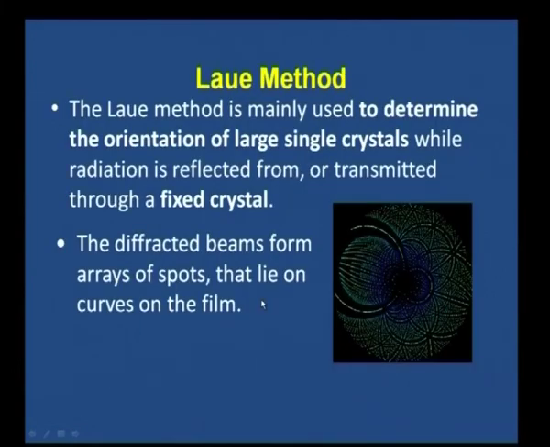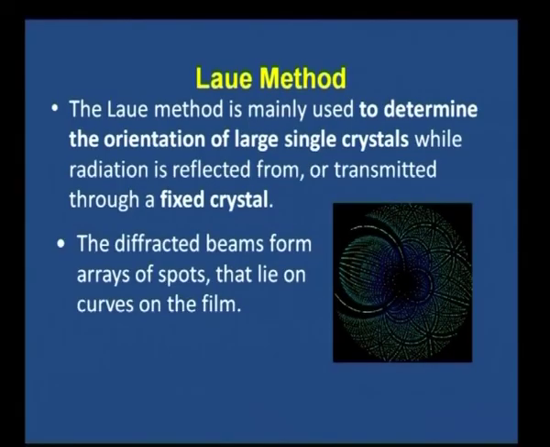The Laue method, as you know, is mainly used to determine the orientation of large single crystals. When you have large single crystals, their orientation can be obtained using the Laue method, while the radiation is reflected from or transmitted through a fixed crystal. You can have either a reflected pattern or a transmitted pattern. I will show you in a little while where the crystal is kept and where the film is kept. There will be film kept here and here. So, the diffracted beams form an array of spots that lie on curves on the film.